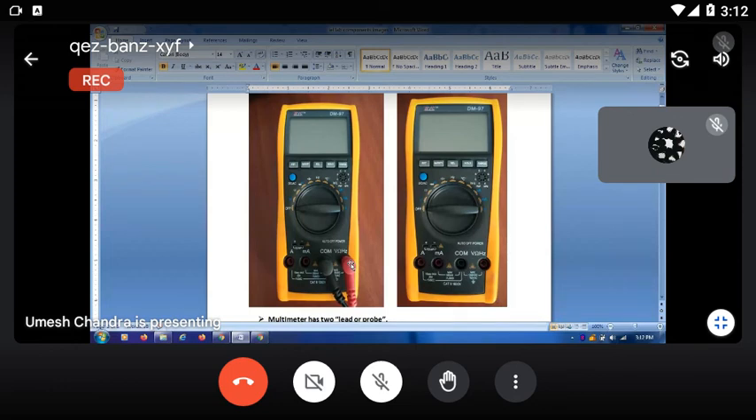So when you measure current, first the red probe must be connected to the milliampere point or ampere point. After that, you measure the current. Again, the multimeter has different symbols already written: V, ohm, then the diode symbol, then the capacitance symbol.